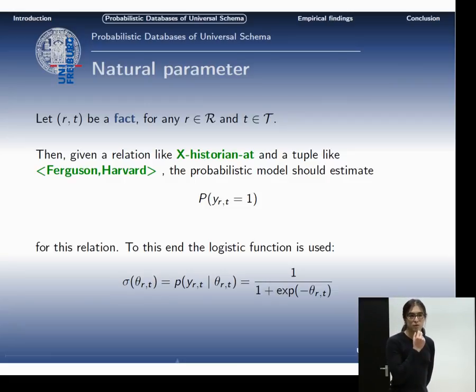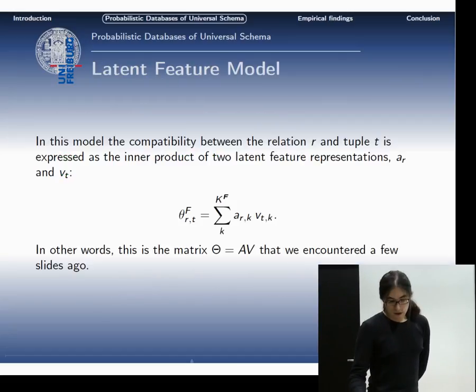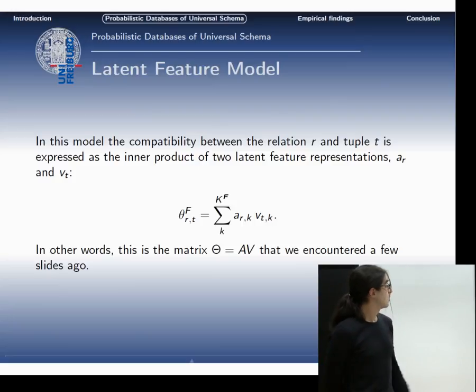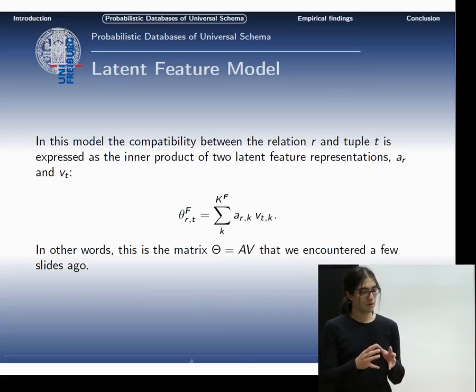Again, the variable we are trying to estimate is YRT for relation R and tuple T, and we want the probability that it is equal to 1 for this fact. We use the logistic function to estimate this, and well, now we can define our parameter theta as simply this. It is basically the expression we have seen before for the principal component decomposition of the original matrix.